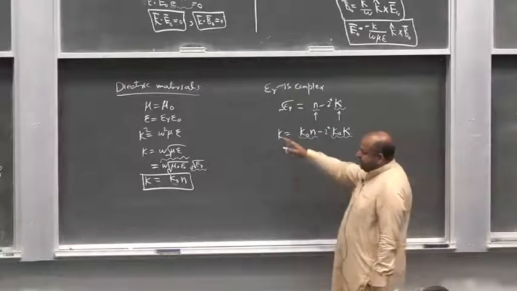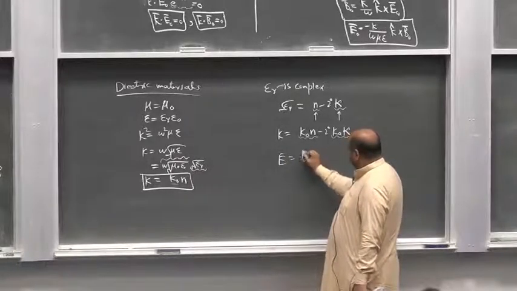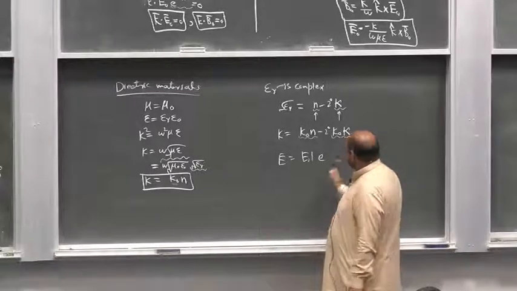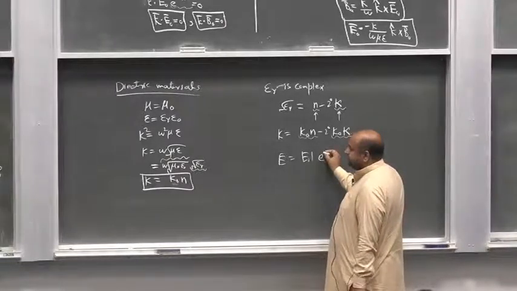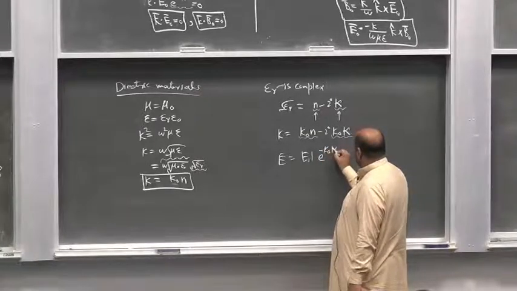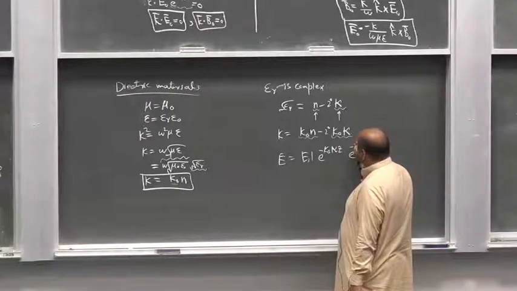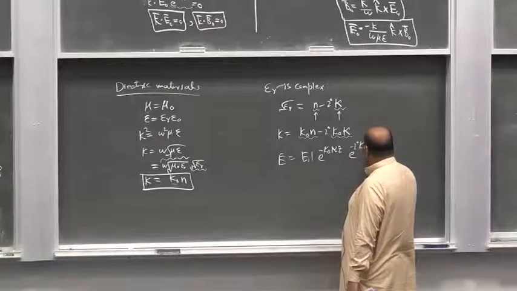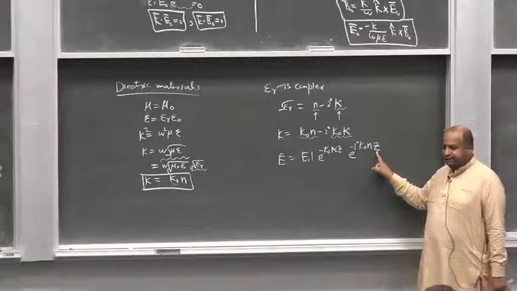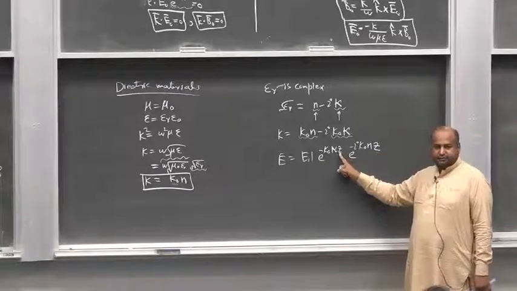So if I put this k into the plane wave, the E becomes E naught exponential minus k naught kappa z, exponential minus iota k naught n z, since iota square is minus one. So the wave is propagating along the z axis and it is decaying as it propagates along the z axis if epsilon is complex.